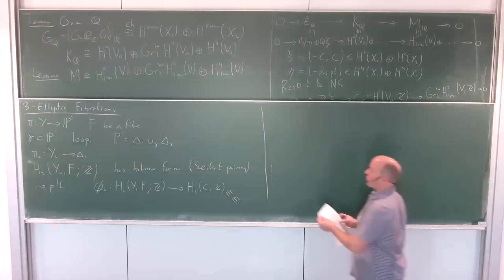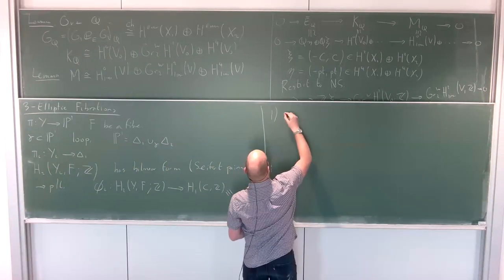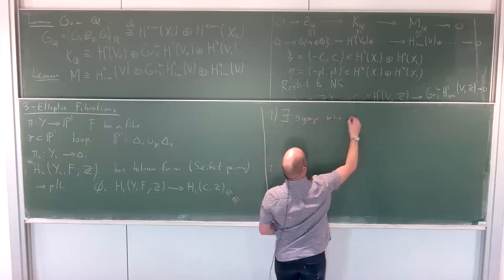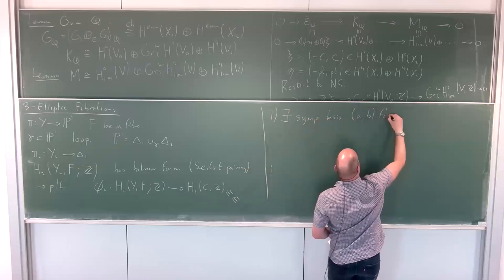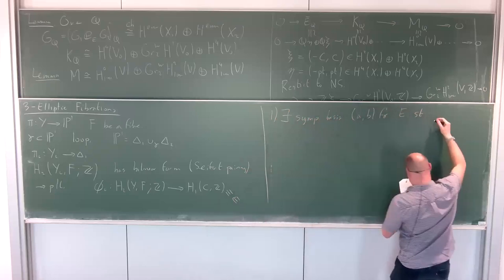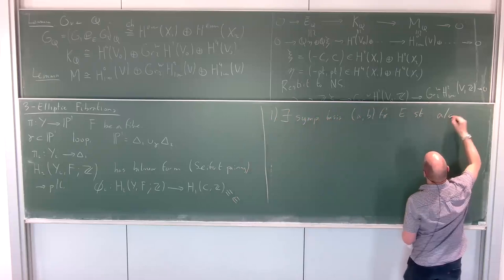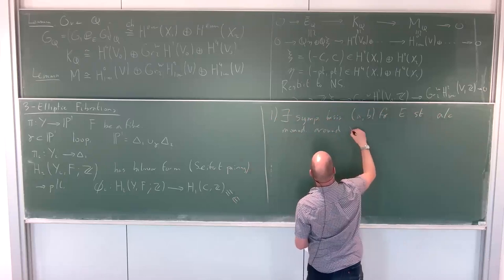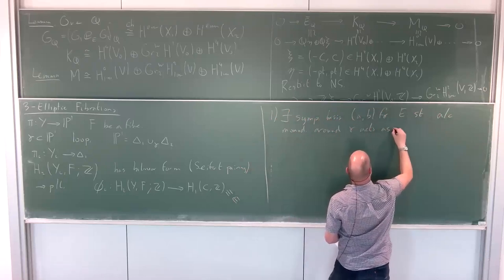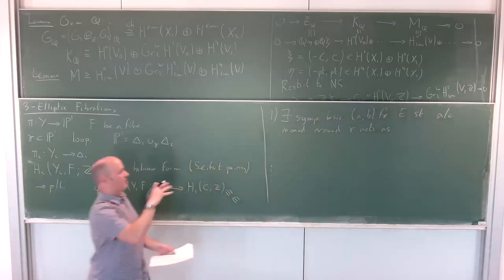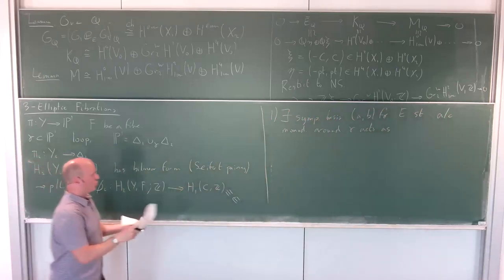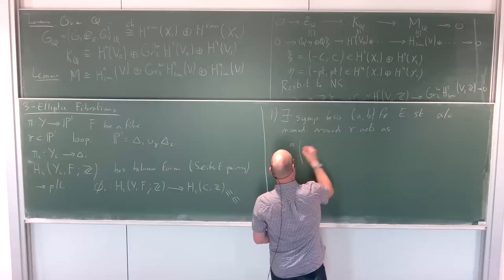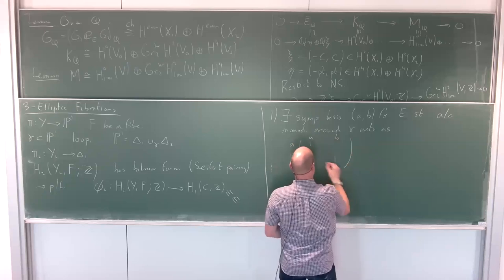I'm going to make two assumptions on the loop gamma. I'm going to assume there exists a symplectic basis, A, B for E, such that anti-clockwise monodromy around gamma acts as follows. And when I say anti-clockwise monodromy, I mean for either of the disks. I look at each disk, and this should be true for each of the two disks. If this is A and B, I should get 1, 1, 0.